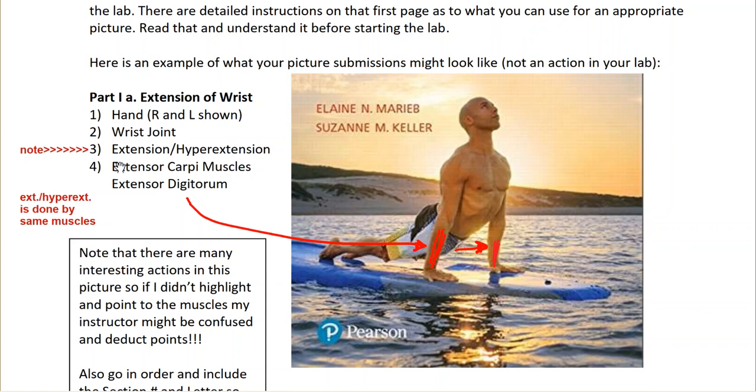Then number 4, I'm telling you the prime movers for this action at the wrist. Extensor carpi muscles. They extend from the upper arm down to the carpal bones of the hand. That's what carpi means, and extensor tells you what their job is. And then extensor digitorum is the main prime mover of that action. So that's what you have to do for all of the muscles that your labs ask for. There are about 9 in the upper body and I think 9 or 10 in the lower body. Not too many.